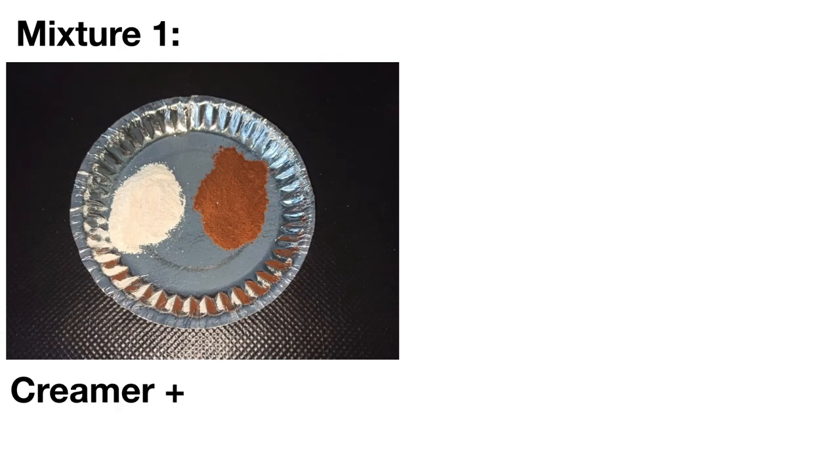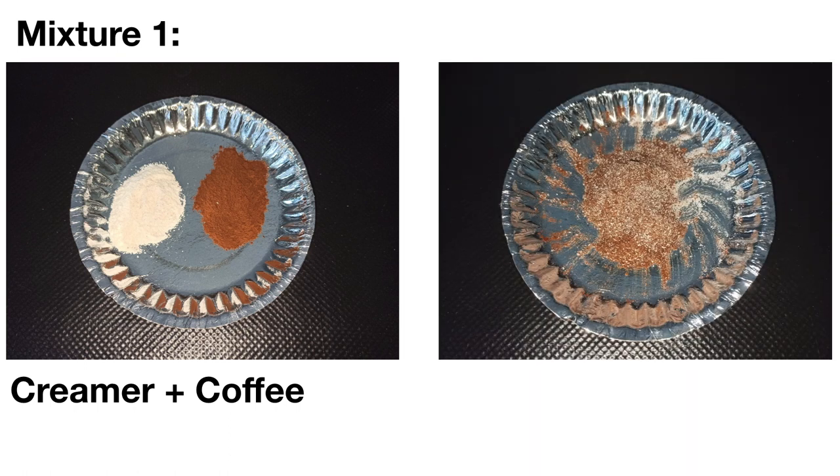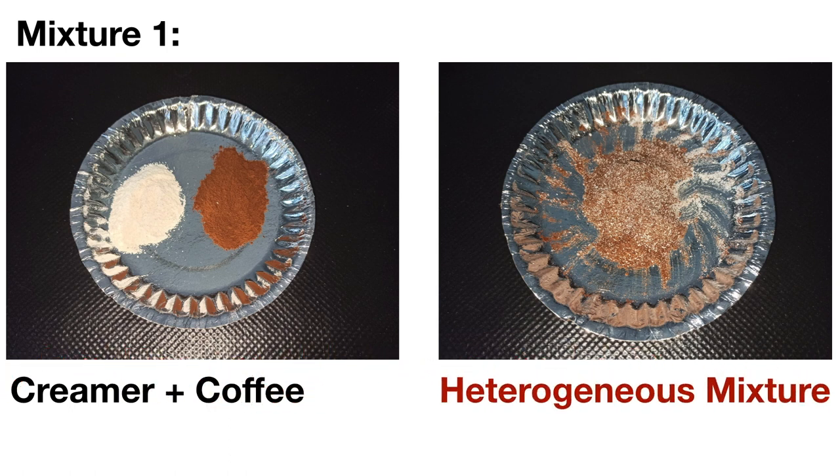In the first mixture, I put together a teaspoon of coffee and a teaspoon of creamer. When I mix them together, they form a mixture. Both materials retain their characteristics. Nothing's changed in both solids because we can still identify the coffee and creamer even after mixing them. This type of mixture is called heterogeneous mixture.